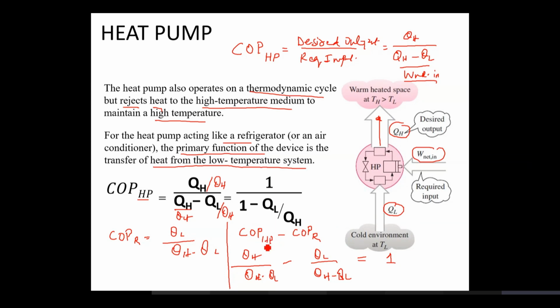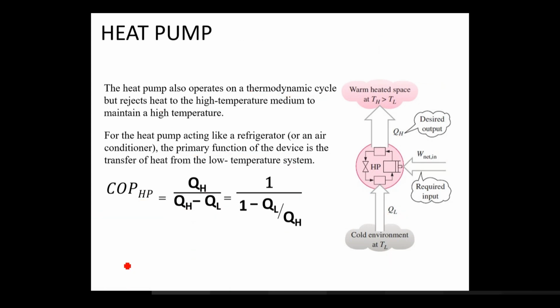So I can write COP of heat pump minus COP of refrigerant is essentially equal to 1. Or I can write it in this way that COP of heat pump would essentially be equal to COP of refrigerant plus 1. That means the coefficient of performance of a heat pump under the same conditions would be greater than the coefficient of performance of a refrigerant. Clear enough? Is this point clear?